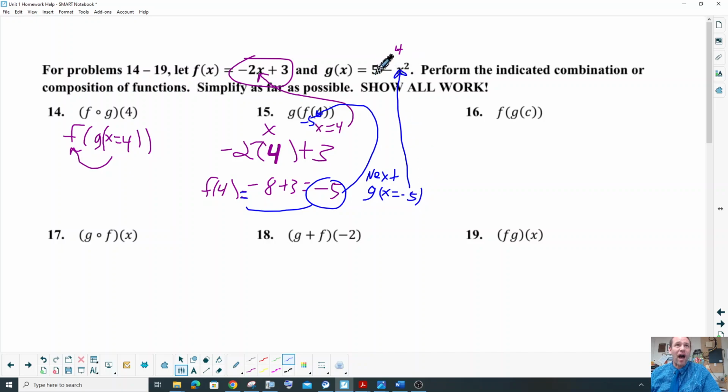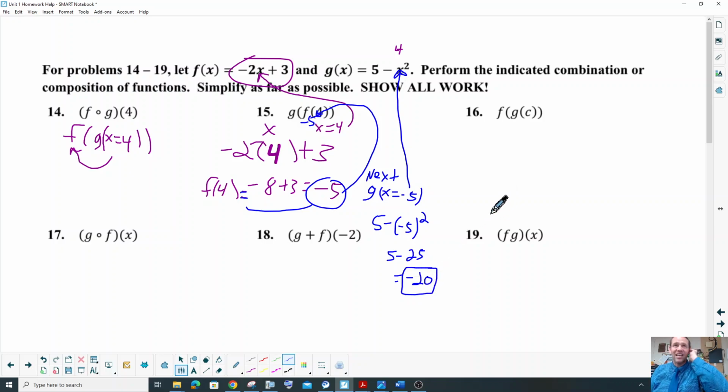So now it's going to be 5 minus negative 5 squared. The 5 from up there minus, and then X squared now becomes negative 5 squared. Negative 5 times negative 5 is positive 25. Then 5 minus 25, and we get an answer of negative 20. That's our answer for number 15.